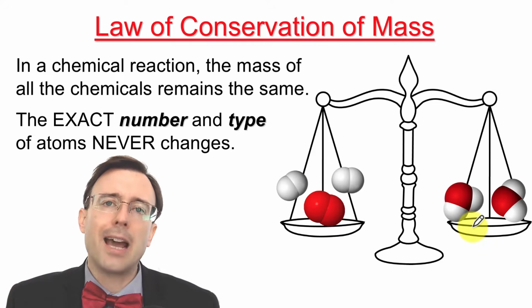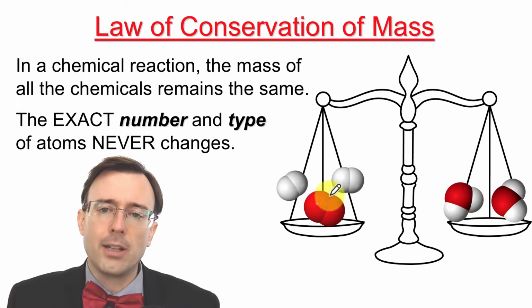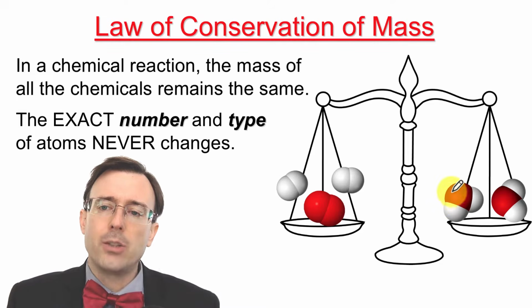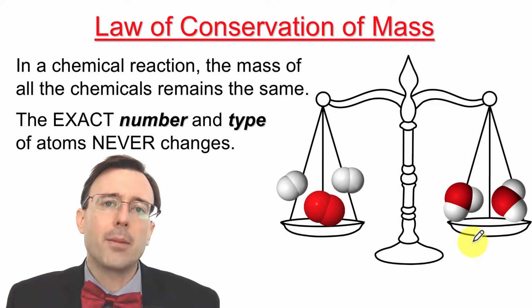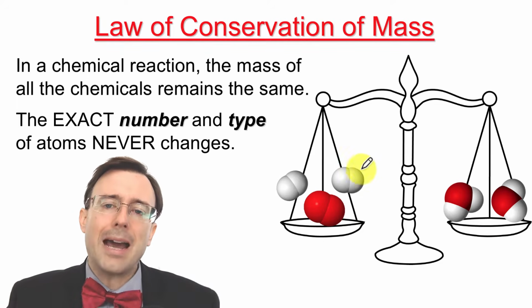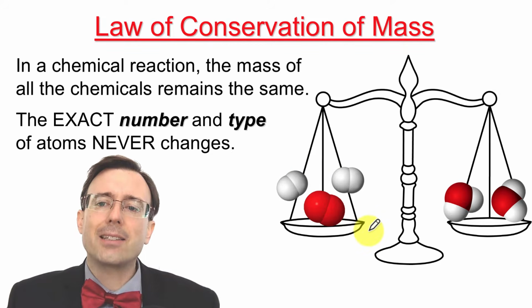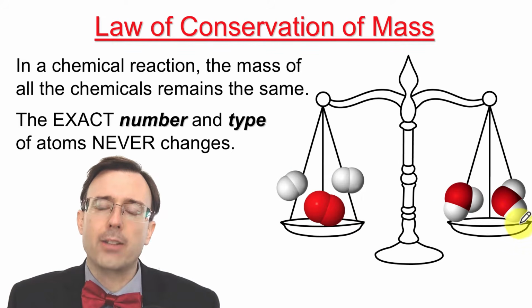However, they've changed how they're bonded, right? To start off with, the hydrogen is bonded to hydrogen, the hydrogen is bonded to hydrogen, and the oxygen is bonded to oxygen. And after the chemical reaction, you have the oxygen bonded to hydrogen, and this oxygen bonded to hydrogen and hydrogen. So they change how they're bonded, but the exact number and type of atoms hasn't changed at all. And that's why the mass of the reactants is exactly equal to the mass of the products in any chemical reaction.